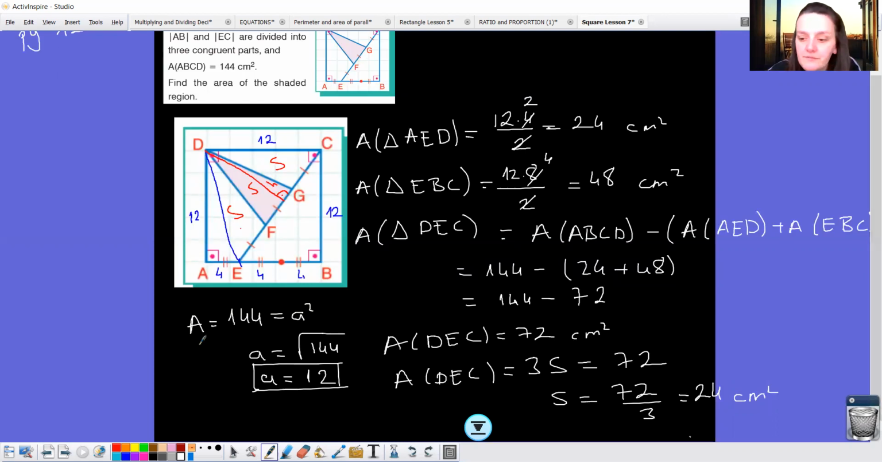Can I continue to the next one? Yes, teacher. Next question. Why did you write 3S? Because here I have, as I said, 3 equal areas. Look. Ah, you named them with S. Yes, I named them with S. Okay.